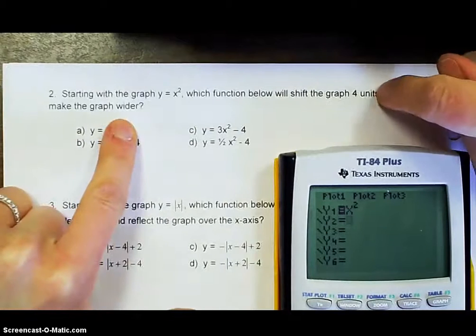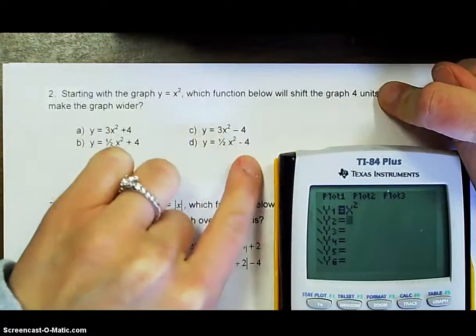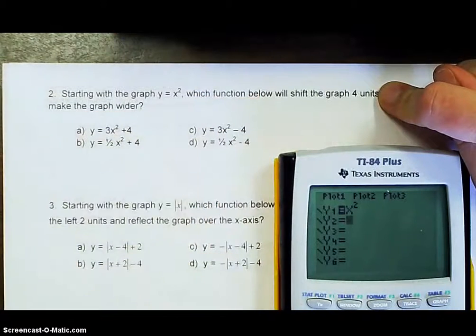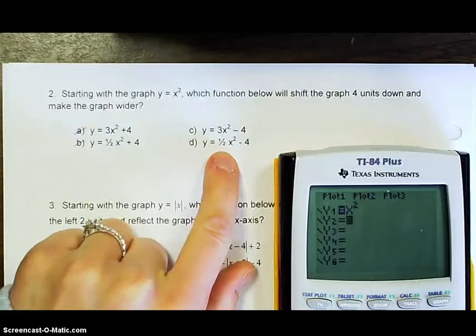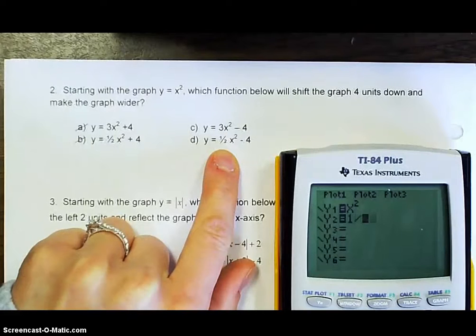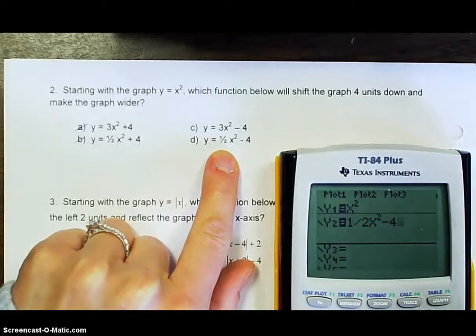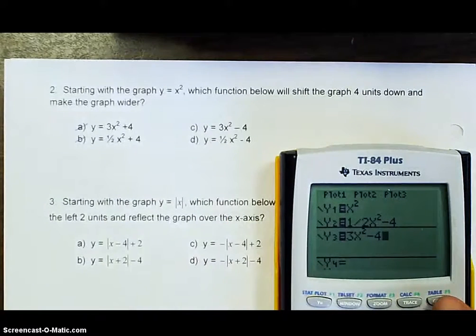Well, if it's going to go down 4 units, I know that it's going to have to subtract 4, because when you subtract 4 at the end, that's what shifts it down. That's what we learned on the front. So automatically, I'm going to cross off A and B. Now I'm going to start with choice D. I'm going to start at the end and work up. So I'm going to go 1/2 x squared minus 4. If I wanted to, I could plug them all in. So I could also do 3x squared minus 4. I'll plug them both in, and then I'm going to hit graph, and it's going to graph them in the order that I typed them.